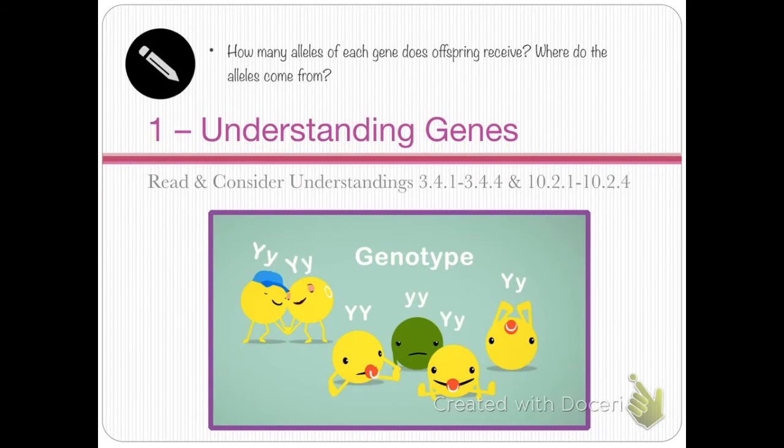So before we dive in, I want you to take a moment to read understandings 3.4.1 to 3.4.4 and 10.2.1 to 10.2.4. After you've read those, I also want you to think about how many alleles of each gene the offspring receives, and where the different alleles come from. And also remind yourself, what is an allele?